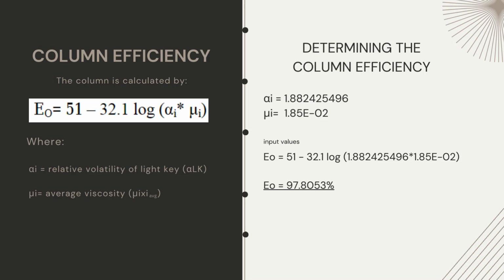Next, we will be determining the column efficiency. The column efficiency is calculated using the equation efficiency equals 51 minus 32.1 log of the relative volatility of the light key, which is 1.88242546, times the average viscosity, which is 0.0185, and we now get the column efficiency with a value of 97.8053%.